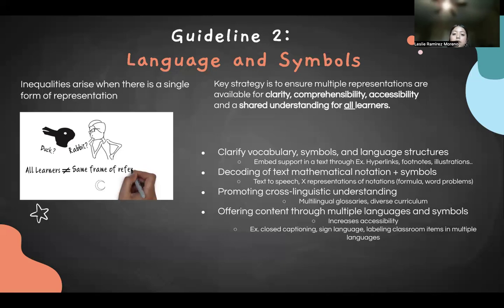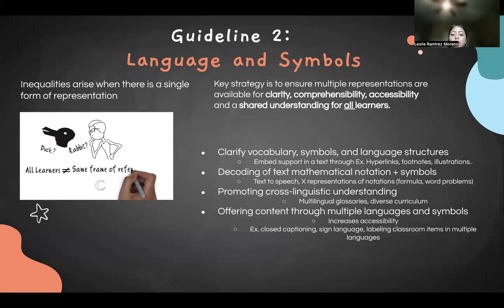One way that we can do that is to clarify vocabulary, symbols, and language structures. In a classroom setting, we can embed support in a text through, for example, hyperlinks, footnotes, and illustrations. Another way is decoding of text, mathematical notation, and symbols. This basically means that whenever we are presenting new content or revising content, we can always apply text to speech. There are also many types of representations of notations. For example, in math, you can represent an answer in formulas or word problems. And then the next one is promoting cross-linguistic understanding.